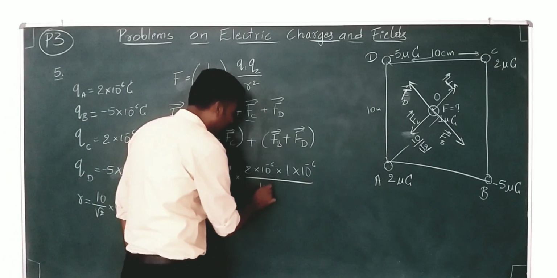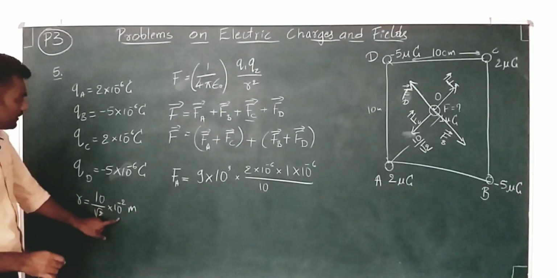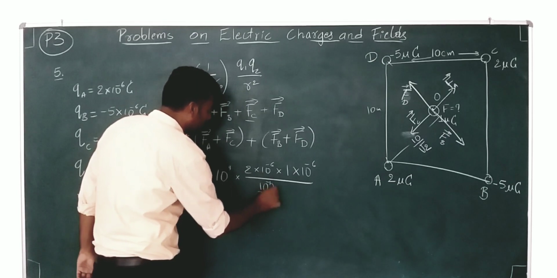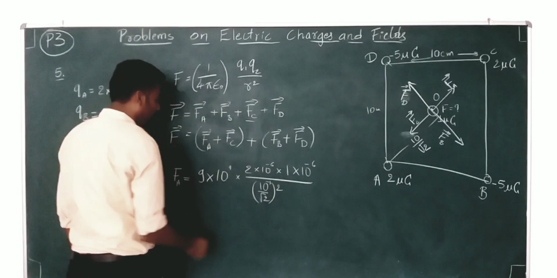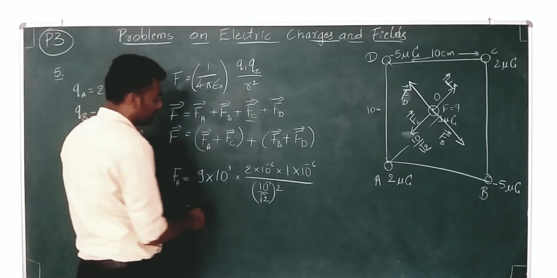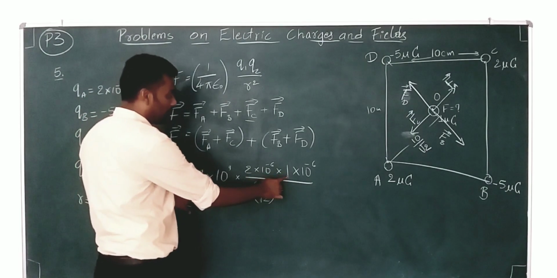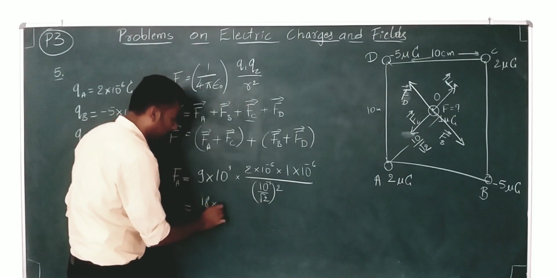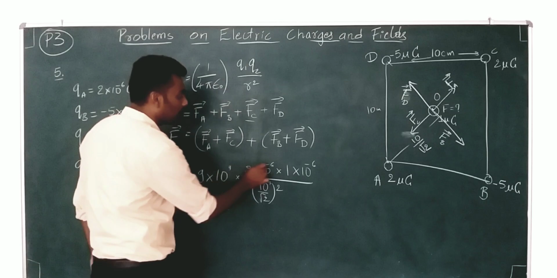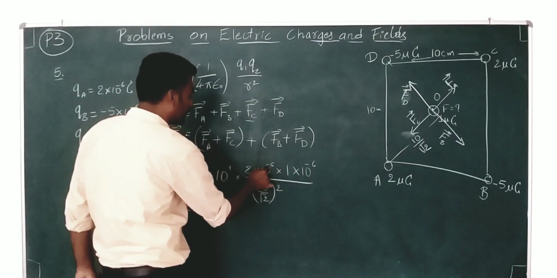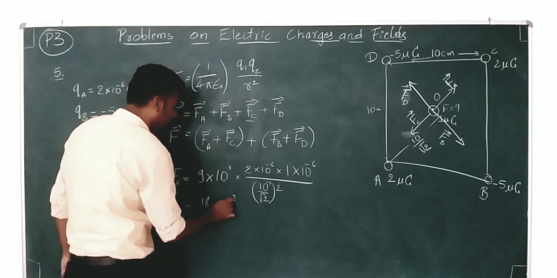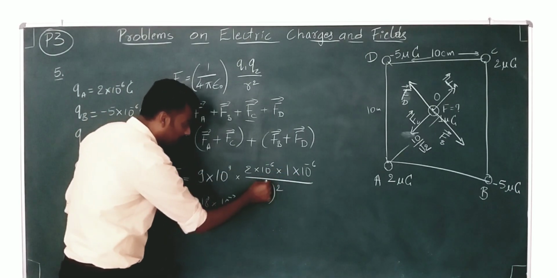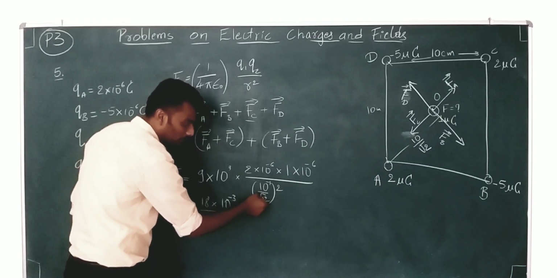So here it is: 10 into 10 to the power minus 2, 10 to the power minus 1, (10 to the power minus 1 by root 2) whole squared, r squared. Okay. Now upon simplifying this, it's 9 into 2 into 1, which is 18 into 10 to the power of 9 minus 6 minus 6, 6 plus 6 is 12, 12 minus 9 is 3, so it is minus 3, divided by root 2 whole squared.